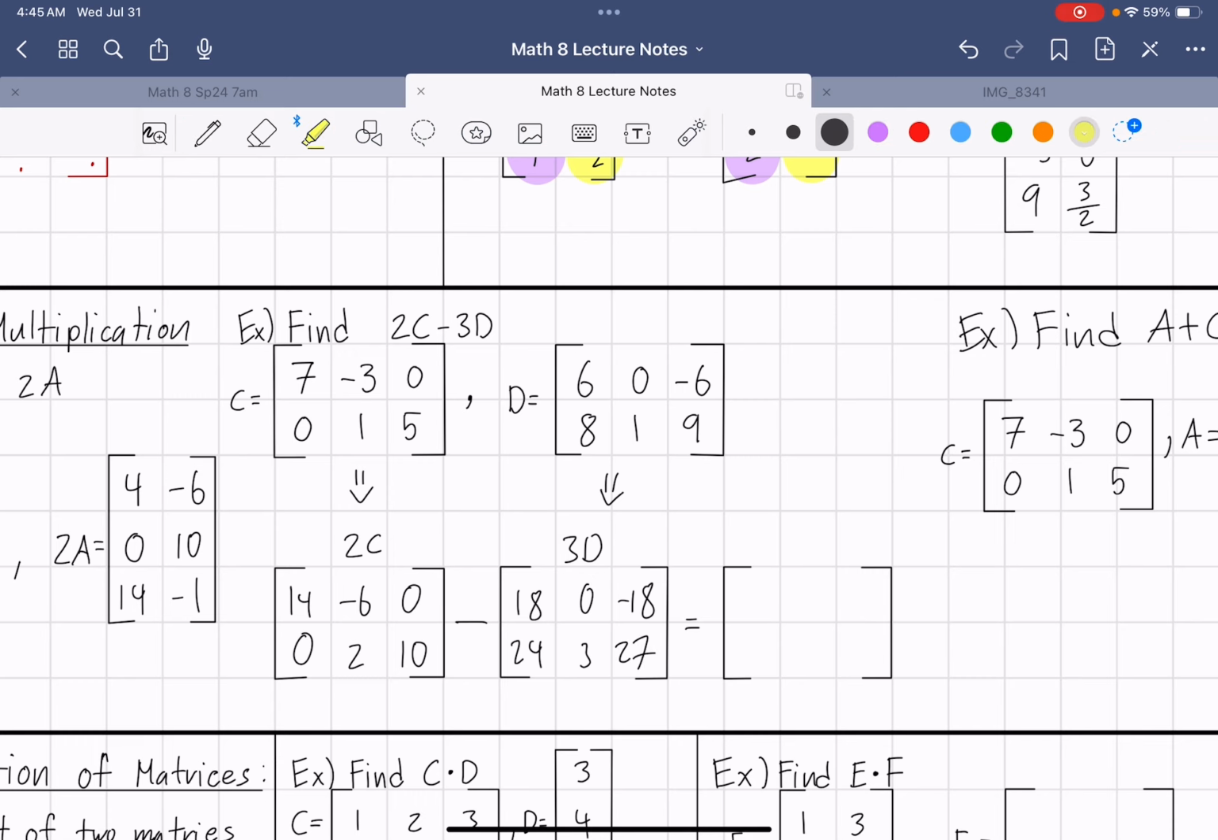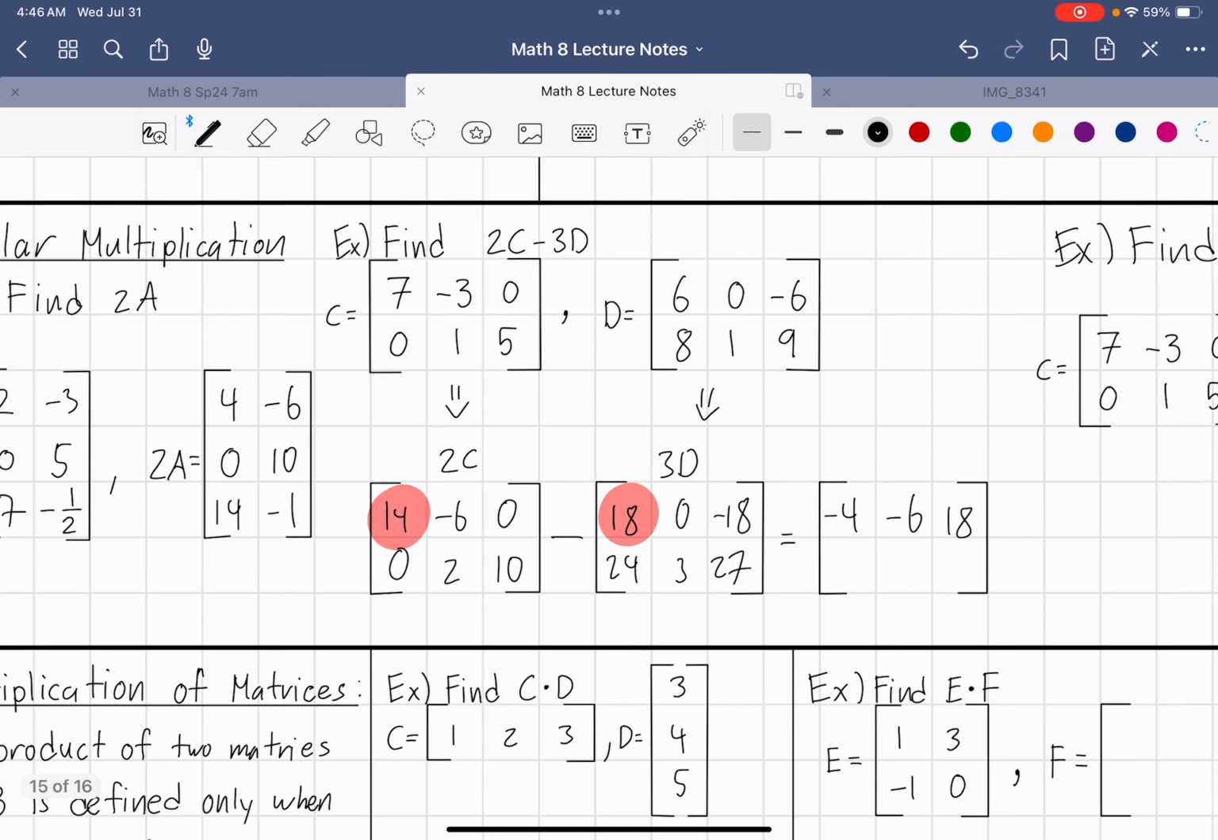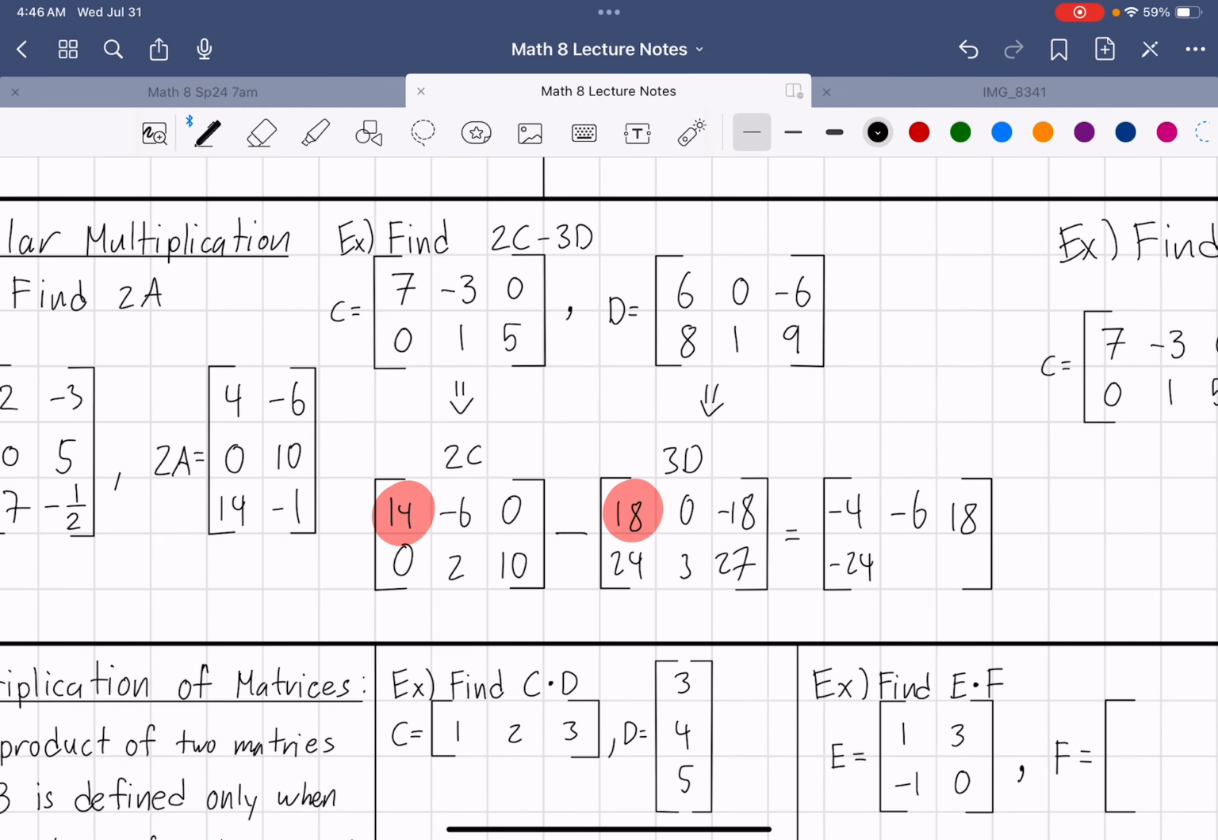Now all I'm going to do is subtract corresponding coordinates. So instead of writing it all out like the previous one, 14 minus 18 is negative 4. 0 minus negative 6 is positive 6. 0 minus 18. Now you have to be careful because it's minus a negative 18, which those two negatives become positive. 0 minus 24 gives us negative 24. 2 minus 3 is negative 1. And 10 minus 27 is negative 17.